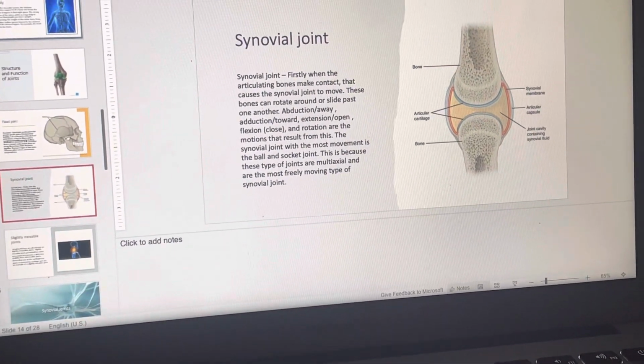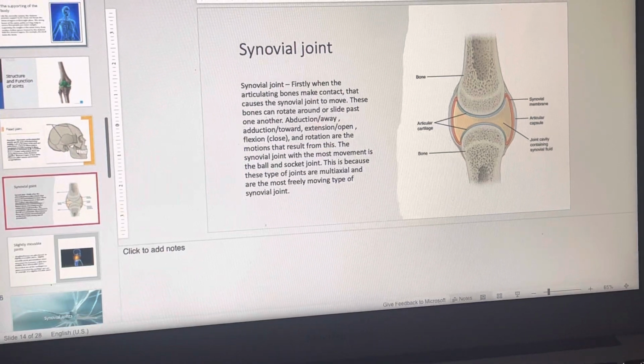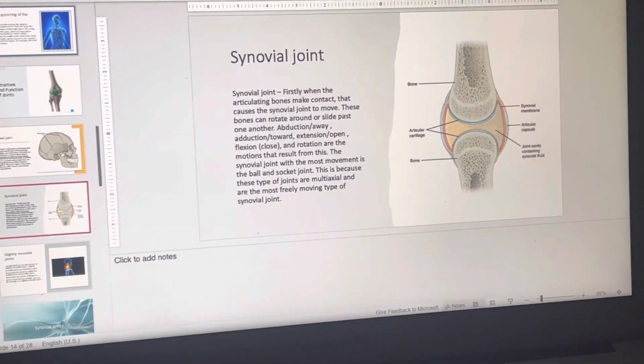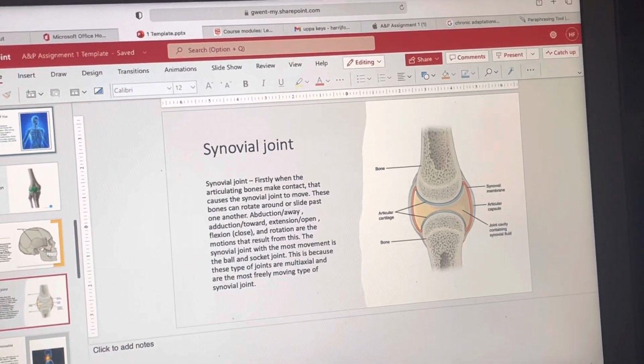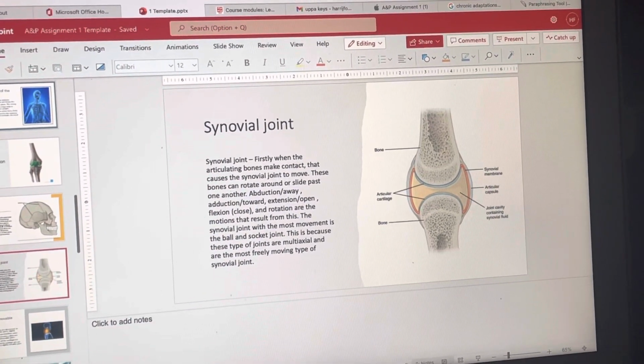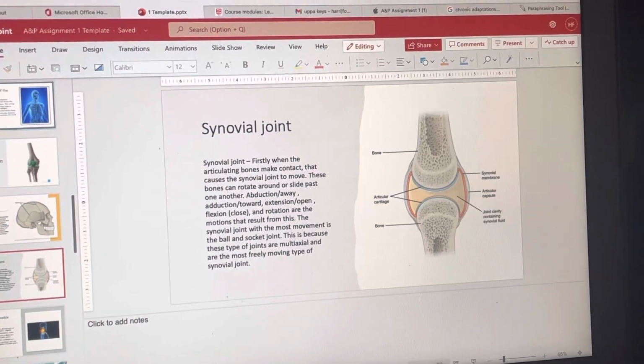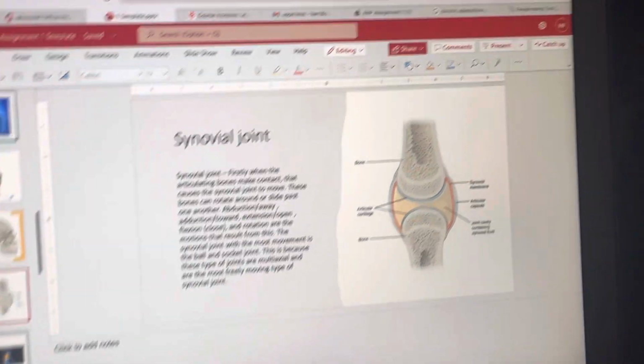The synovial joint with the most movement is the ball and socket joint. This is because these types of joints are multi-axial and are the most freely moving type of synovial joint.